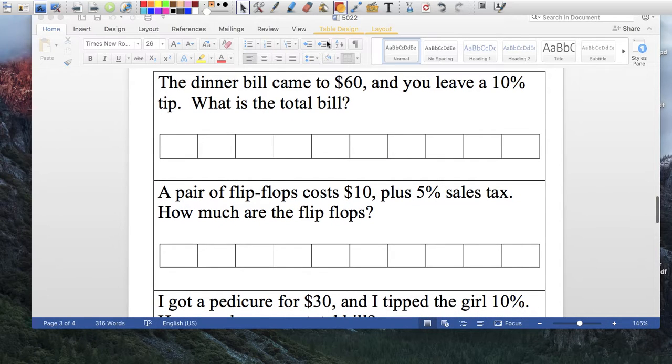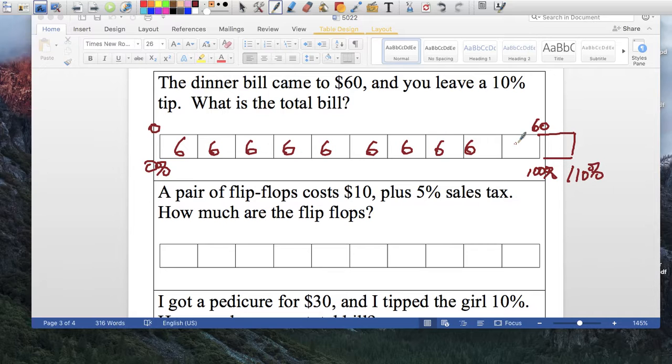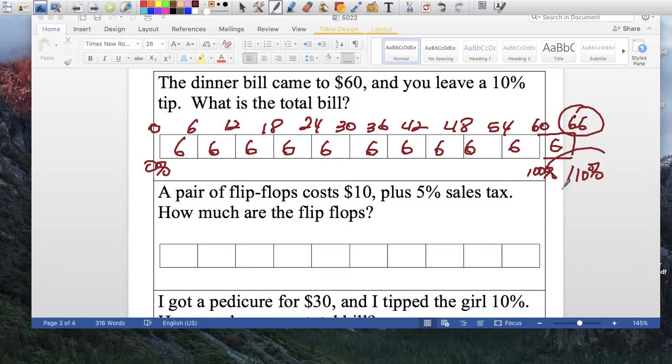The dinner came out to $60, and you leave a total tip of 10%. So 0%, $0. This is $60, and this is 100%. If you leave 10%, it's going to be plus 10%. So that's going to be 110%. So how much is in each box? About 6, 6, 6, 6, 6, right? Each box is 6. And 60 plus 6 gives me 66. So you can write 6 plus 6 is 12, plus 6 is 18, 24, 30, 36, 42, 48, 54, 60, 66. So this is how much my total is.